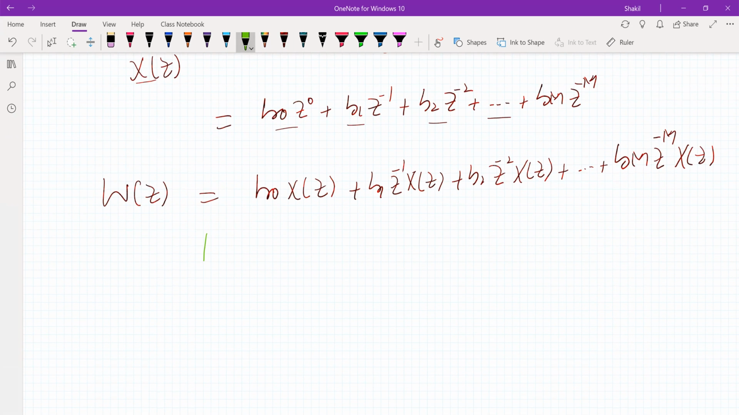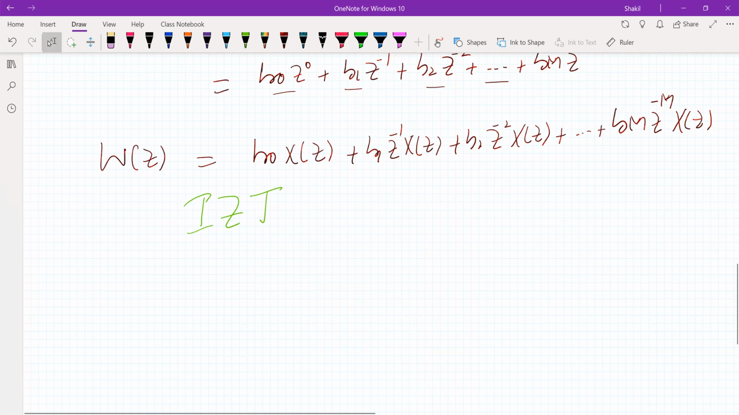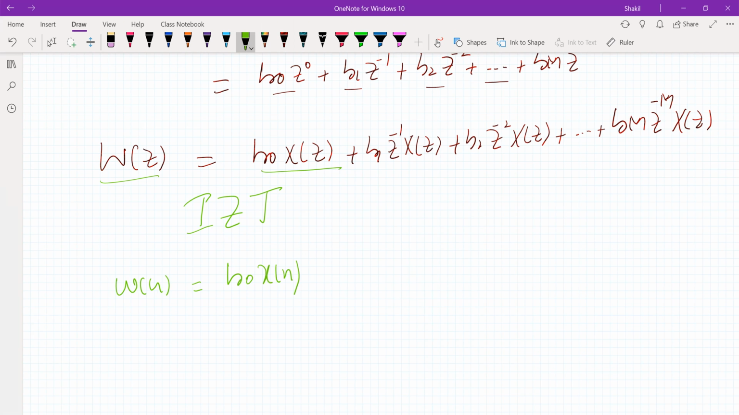Now taking the inverse z transform here, what will be the inverse z transform of W(z)? It will be w(n) simply. So this is w(n). What will be the inverse z transform of this? B0 is constant, so this will be B0 x(n). What will be the inverse z transform of this using the shifting property? It will be B1 x(n minus 1).